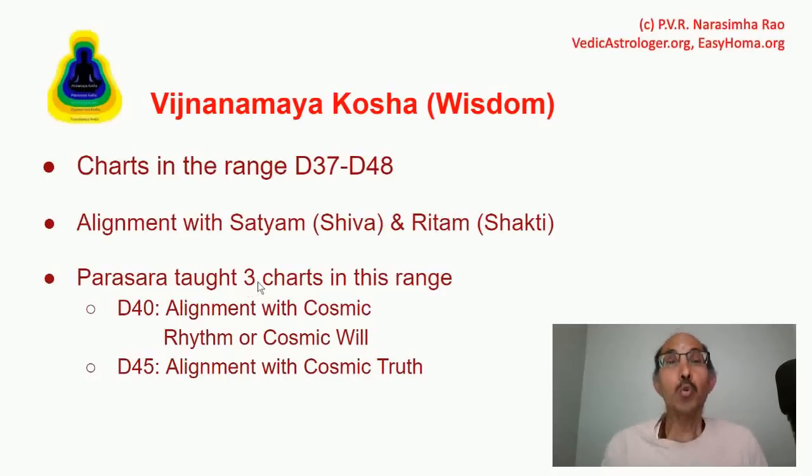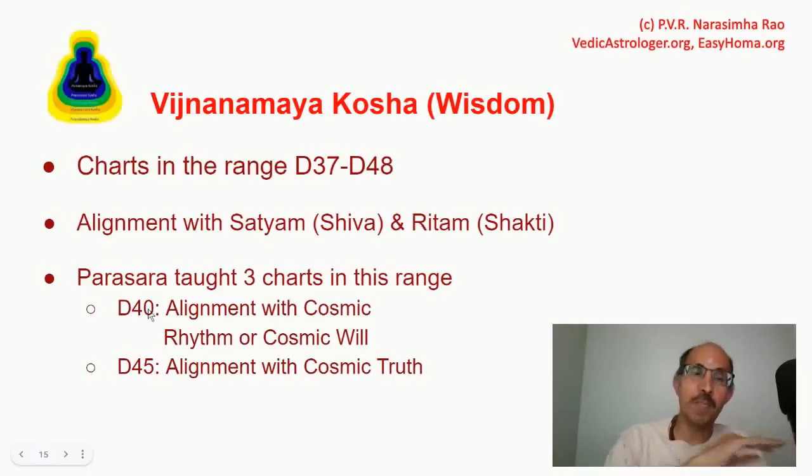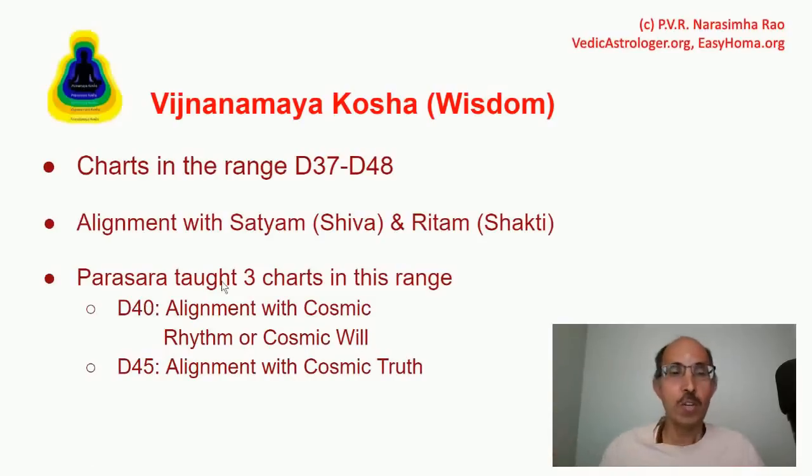Parashara taught two charts in this range. One is D40, also known as Chatvarimshamsa or Kha Vedamsa, 04. In the old days, basically, instead of saying 40, we said 04. We basically read from right to left in the Vedic time. So that is why same thing happened with the Vedabhavamsa for 24. Veda is 4, Bahu is 2. It is saying 4-2, but it's actually D24. So anyway, this is known as Kha Vedamsa, basically 0-4, or Chatvarimshamsa.